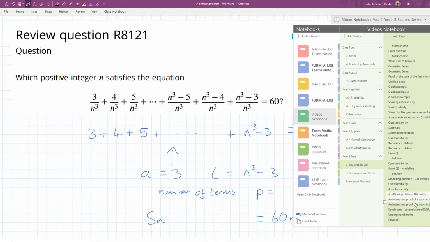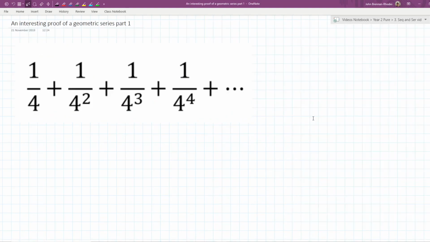Okay, so the next one is a particular problem which has one of the most beautiful little answers to it. It's the sum to infinity of a geometric sequence. As you can see, we're multiplying by 1 over 4 each time. So a is equal to 1 over 4 and r is equal to 1 over 4. So it's nothing too difficult. You can see that it converges because r is between -1 and 1.